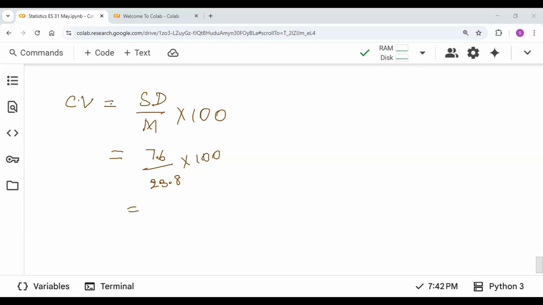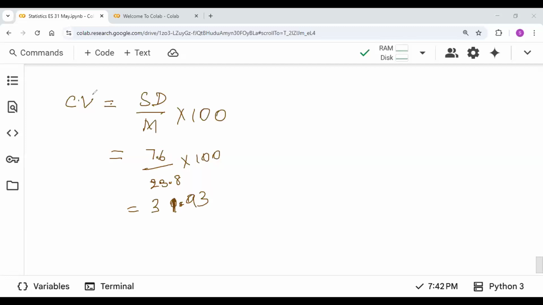7.6, use a calculator. Divide by 23.8, times 100. 31.93, exactly. 31.93277, this goes on like that, but yes.